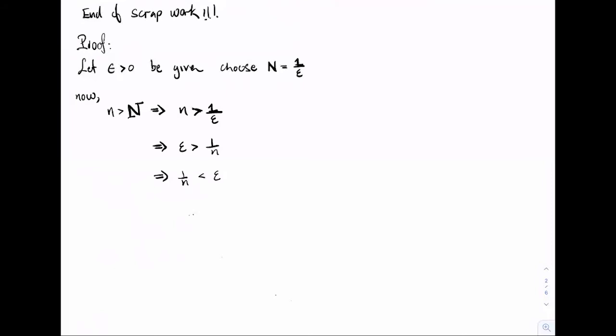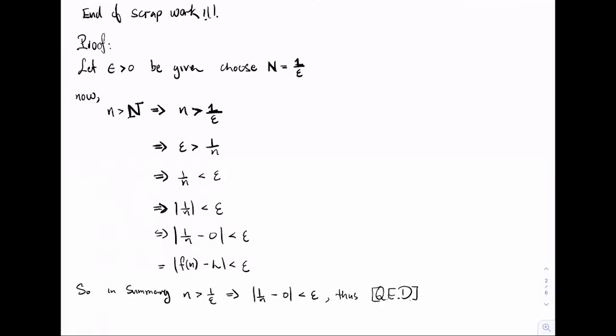So now 1 over n is less than epsilon. I add my modulus, and now I say that the modulus of 1 over n minus 0 is less than epsilon. And believe it or not, we have pretty much completed our proof. So now we can say that the modulus of f of n minus L is less than epsilon, which is what we wanted to prove. So, in summary, if n is greater than reciprocal of epsilon, then the modulus of 1 over n minus 0 is less than epsilon. Thus, we can conclude that this was quite easily done.